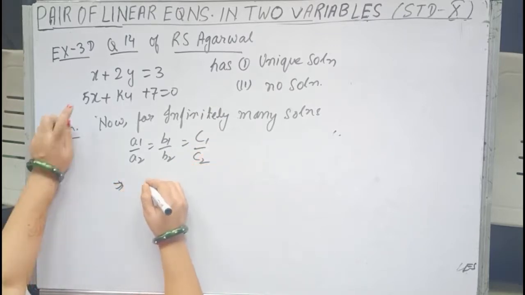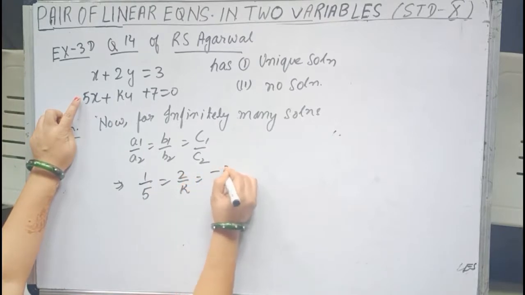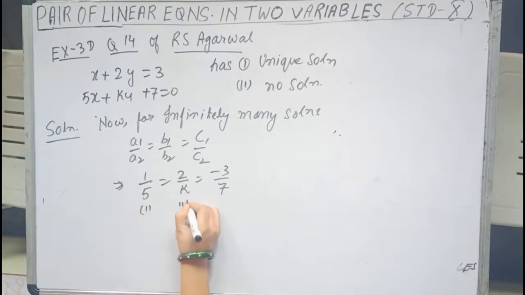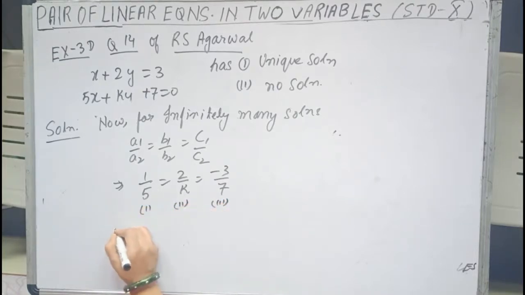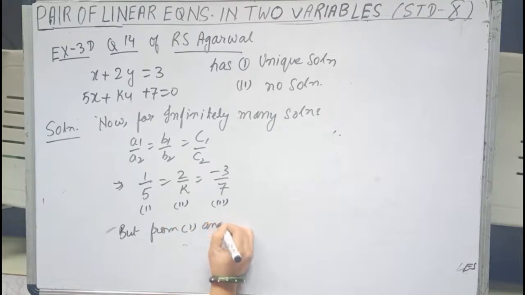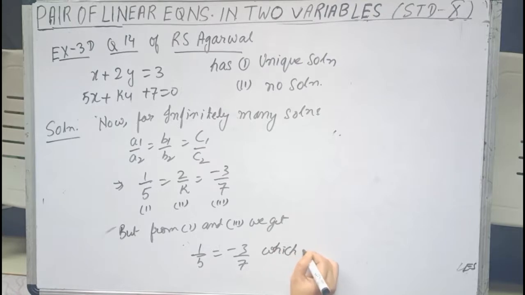Now this implies, a1 was how much? 1 by 5 equals 2 by k equals minus 3 by 7. Let us make it 1, 2 and 3. But from 1 and 3 we get 1 by 5 equals minus 3 by 7, which is not correct.